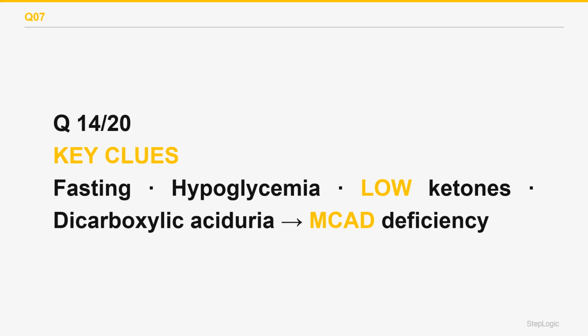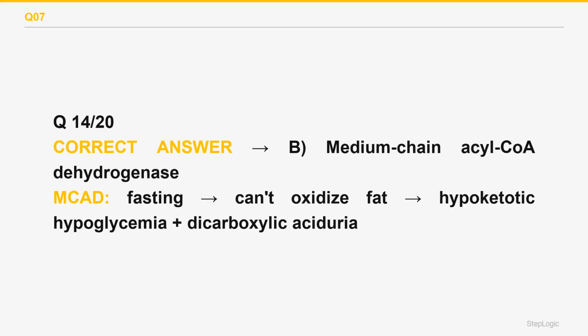During fasting, the body normally switches to oxidizing fatty acids for energy and producing ketones as an alternative fuel. When MCAD is deficient, fatty acid oxidation stalls. The body cannot generate acetyl-CoA from fat, so it cannot make ketones, and it cannot sustain gluconeogenesis. The result is hypoketotic hypoglycemia: low glucose with inappropriately low ketones during a fast. The accumulating medium-chain fatty acids are diverted to omega oxidation, producing the dicarboxylic acids in the urine. The correct answer is B.